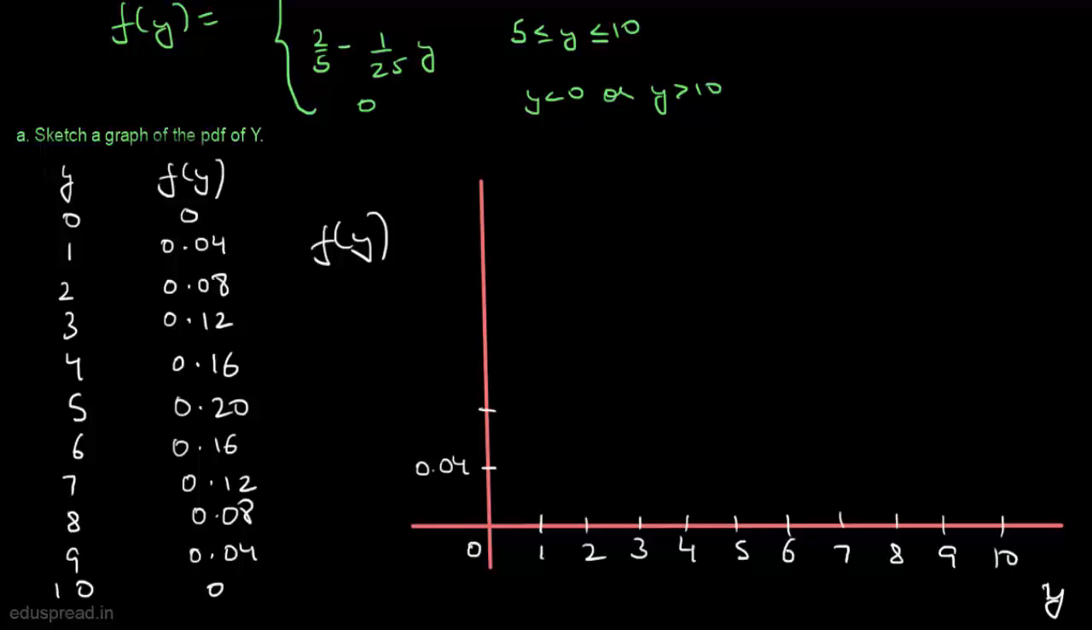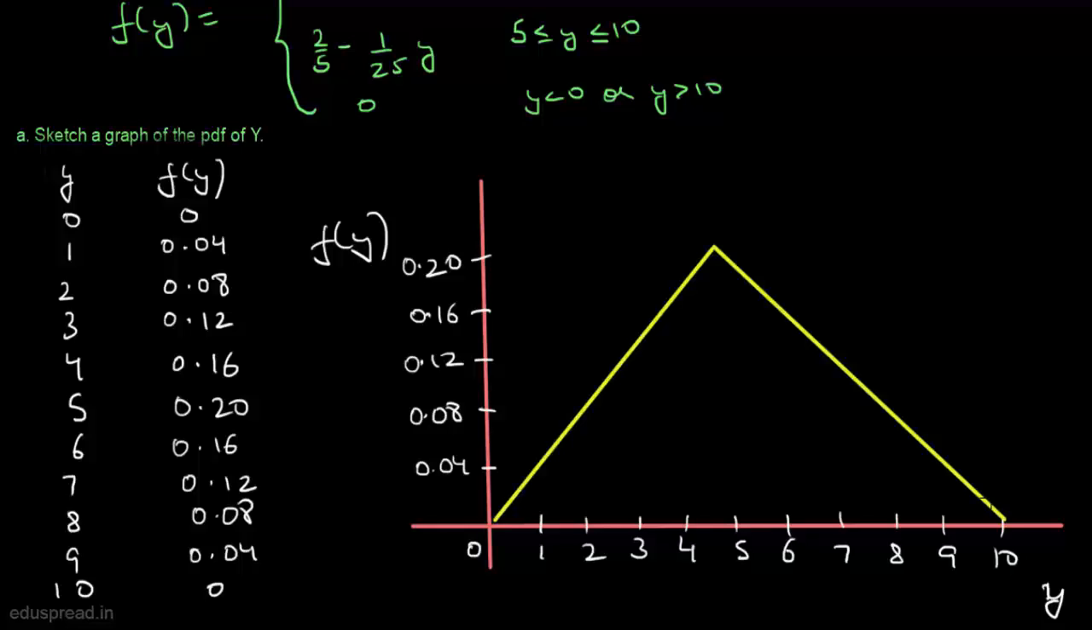0.04, 0.08, 0.12, 0.16 and 0.20. So when we plot all these points on this graph, we will get something like this. So this is how it will look. It is 0.20 here, and the value 0.20 is when y is equal to 5. So this is how the density curve will look in this case. So this is all about part A. This is the graph of the PDF of y. Let's now move to part B.